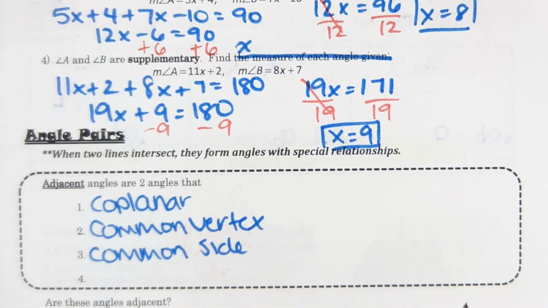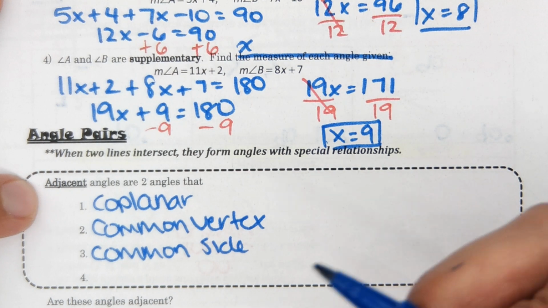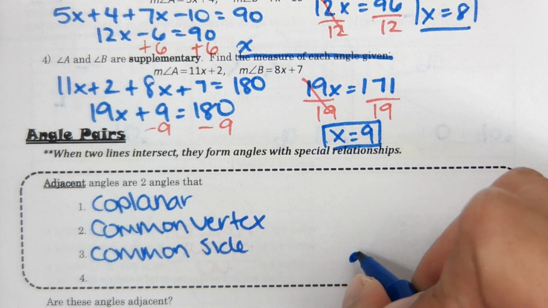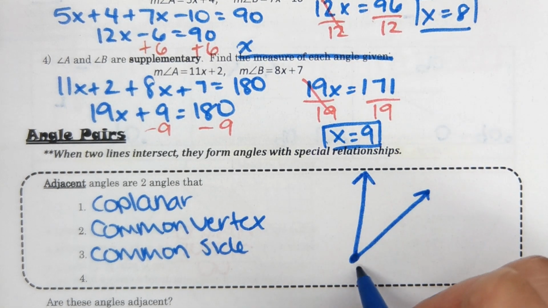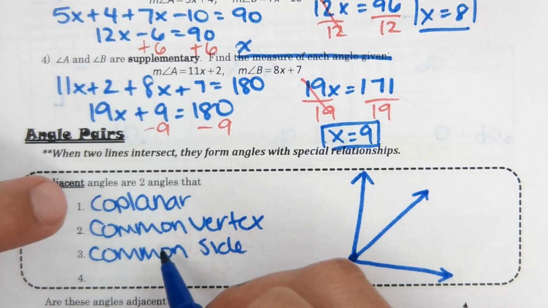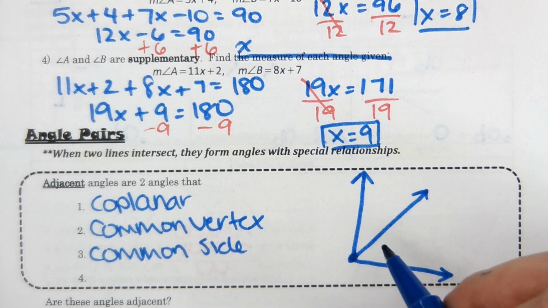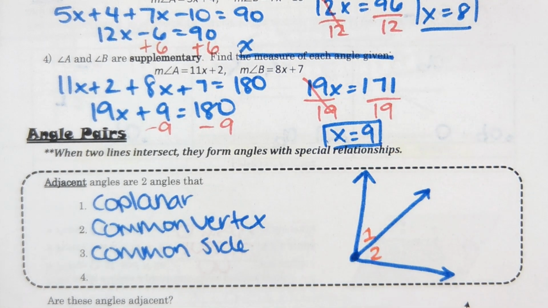Okay, so now we're going to go back into vocabulary. And it's going to talk about angle pairs. The first set of angle pairs we're going to talk about are adjacent angles. The word adjacent, does that word sound familiar to you? Adjacent means like right next to. So adjacent angles are just angles that are right next to each other. They have a common vertex and a common side, and they're adjacent. So like here, angle 1 and angle 2 are adjacent.